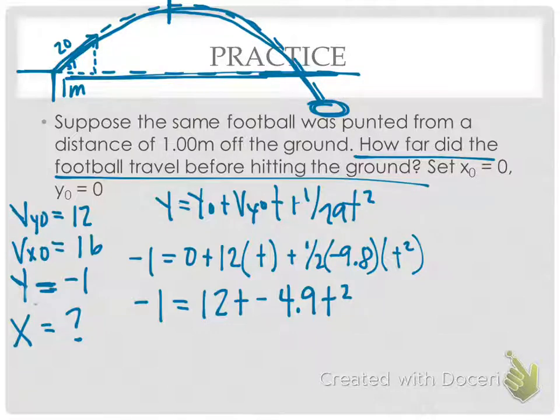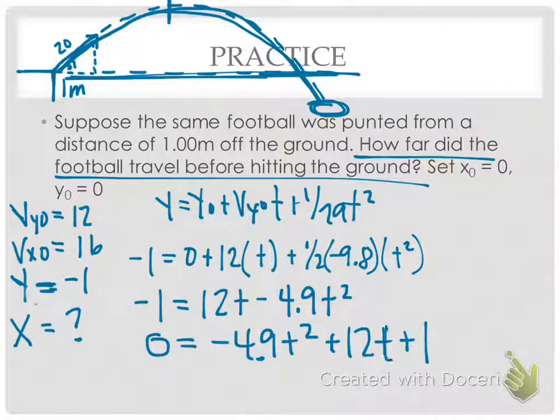When we start setting this up for our quadratic, we need an A, B, and C term. I'm going to rearrange this so it's set equal to 0, because that's what we should always have with the quadratic. So 0 equals negative 4.9 t squared plus 12t plus 1. Do we agree that those are our A, B, and C terms? Go ahead and solve that quadratic for time.